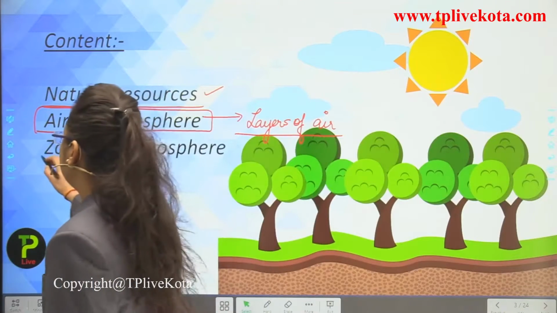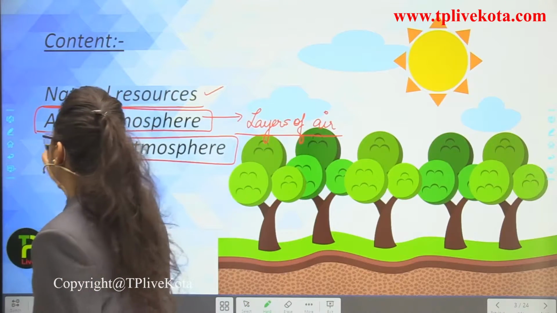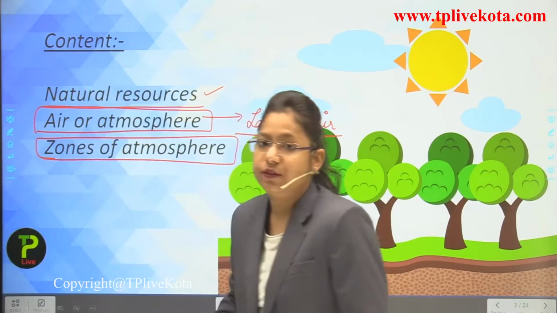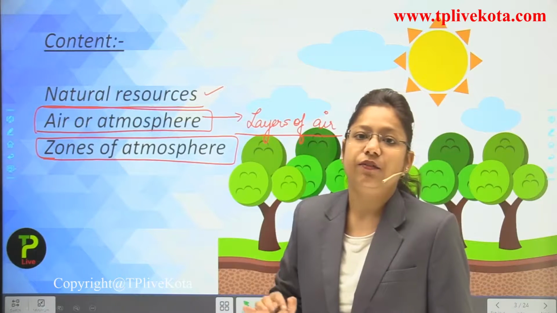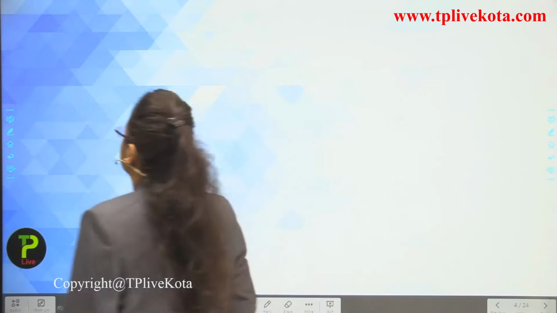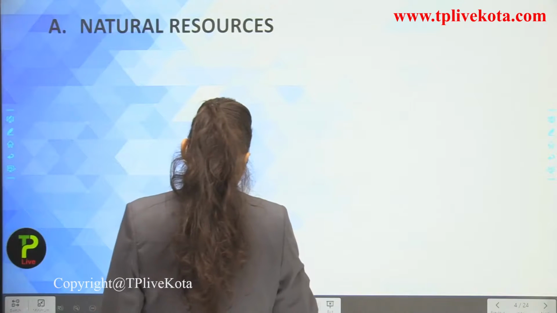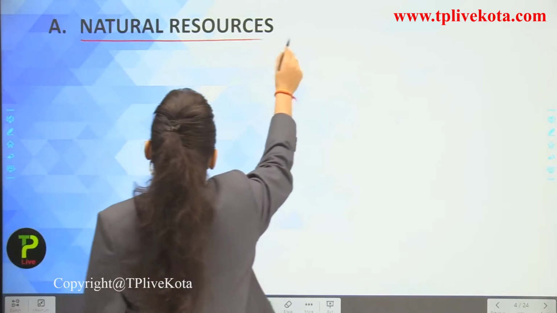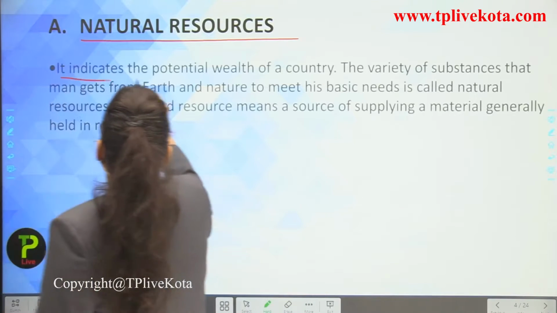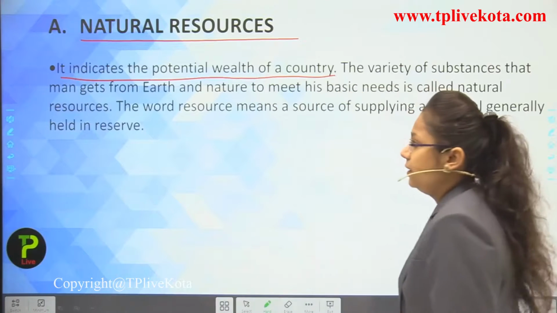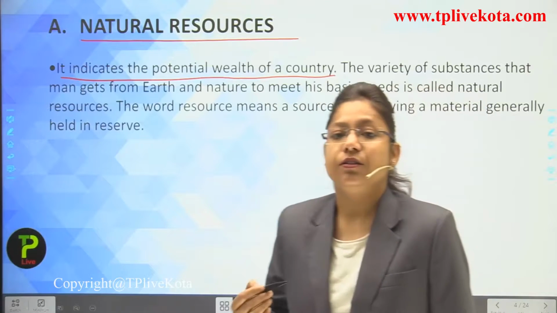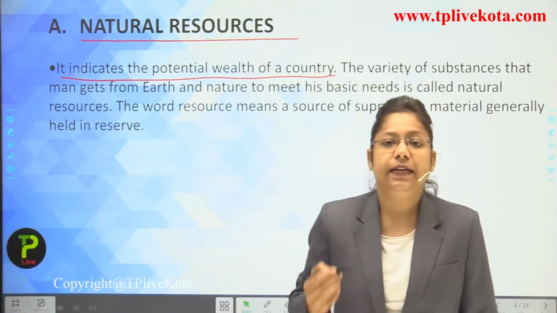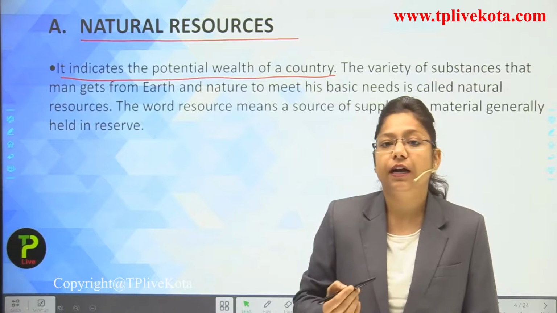Now next we are going to talk about the zones of the atmosphere. There are different zones of the atmosphere where different kinds of activities take place. Okay, so let's start with the first topic, that is all about natural resources, students. So it indicates the potential wealth of a country. How many natural resources are present inside the country indicates the wealth of the country.